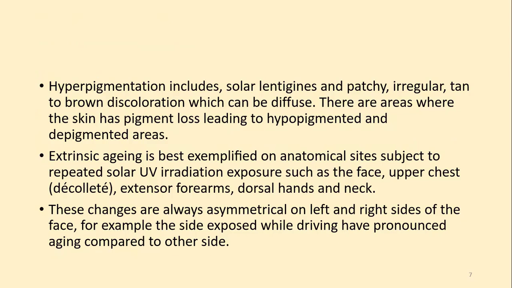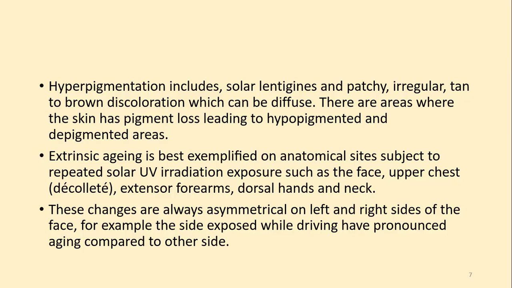Hyperpigmentation includes the solar lentigines, the patchy, irregular tan and brown discoloration, which can be diffuse. Generally, an aged patient will come to us with a complaint that they have gradually developed a dull skin. And on close examination, you cannot find any clear melasma or other patches. So it is just the overall dullness or dyspigmentation which is seen in aged skin. There are areas where the skin pigmentation is lost. So there are also areas of hyperpigmentation and depigmentation.